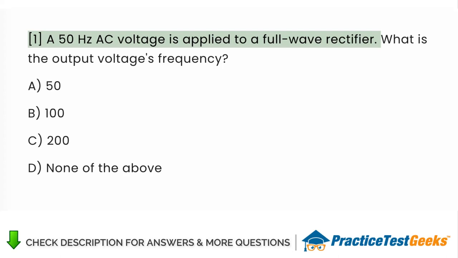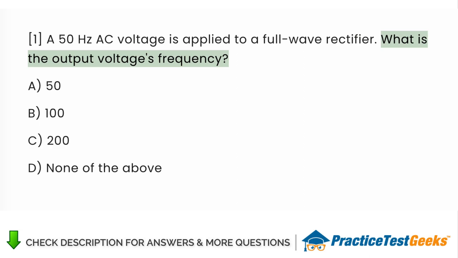A 50 Hz AC voltage is applied to a full-wave rectifier. What is the output voltage's frequency? A. 50. B. 100. C. 200. D. None of the above.